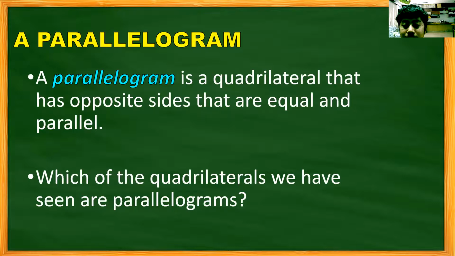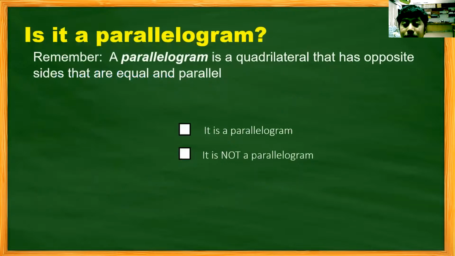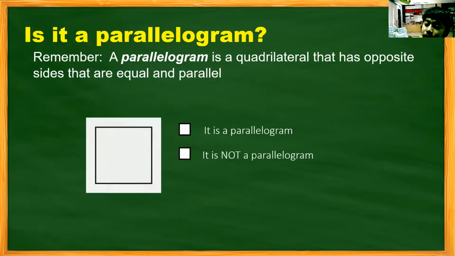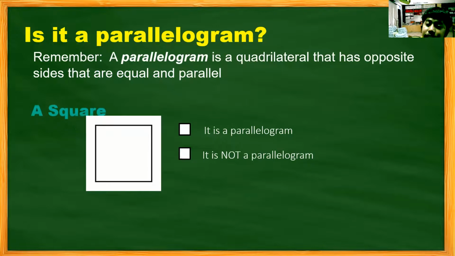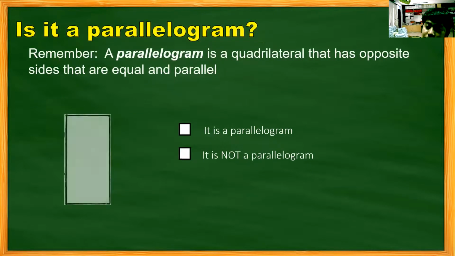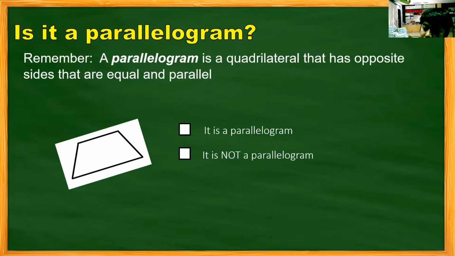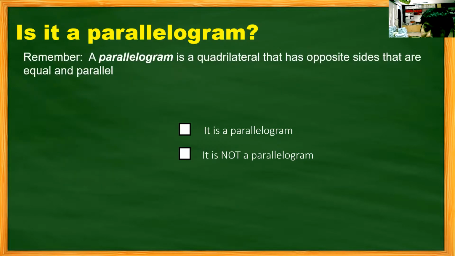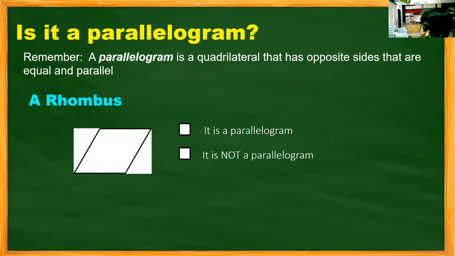Which of the quadrilaterals we have seen is a parallelogram? Which one of those? Okay, let's try. Remember, a parallelogram is a quadrilateral that has opposite sides that are equal and parallel. Is it a parallelogram or not a parallelogram? Okay, this one. The answer is yes, the square. This one, yes or no? That's a yes. Yes again, rectangle. Trapezoid, no. This one is a parallelogram also. Opposite sides are equal.